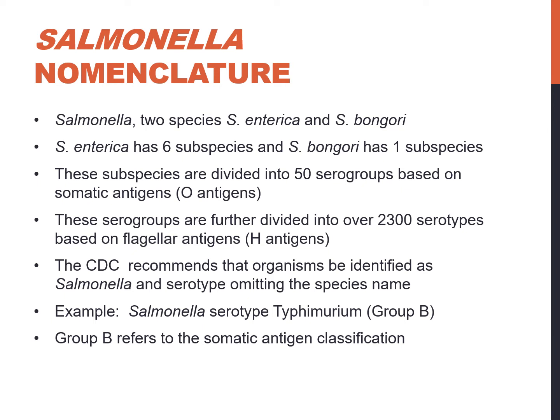The CDC recommends that organisms be identified as Salmonella and serotype, omitting the species name. So for example, Salmonella serotype Typhimurium group B is how we would actually identify or report our organism name. Okay, so the taxonomy for Salmonella is quite complicated, but it is mostly needed for epidemiology purposes, but not necessarily clinical microbiology.